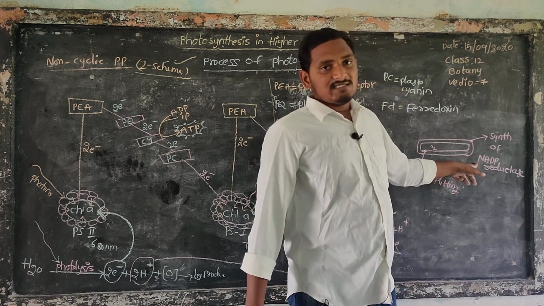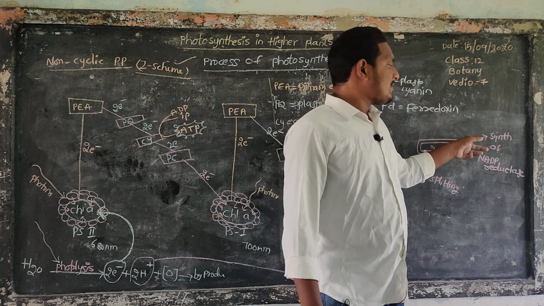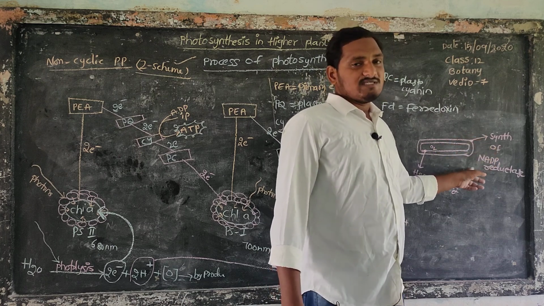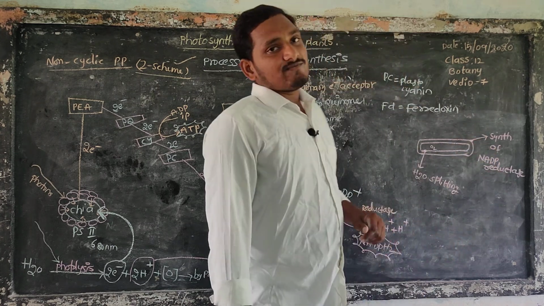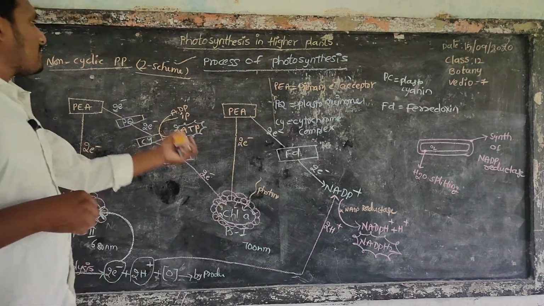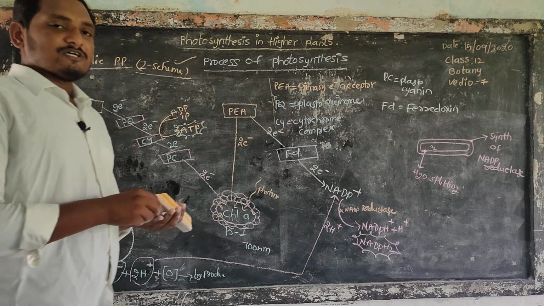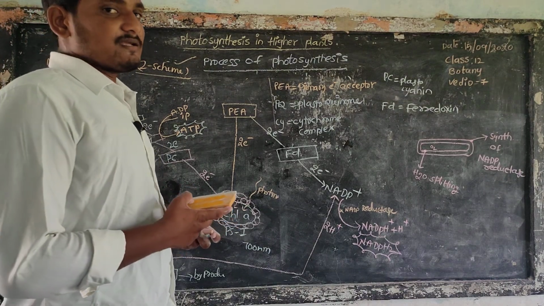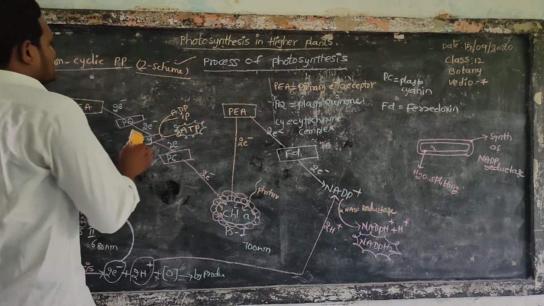NADP reductase enzyme synthesis takes place outside of the membrane. So NADPH2 enters into the stroma for the dark reaction. This is the entire process of non-cyclic photophosphorylation. Now we are talking about cyclic photophosphorylation.